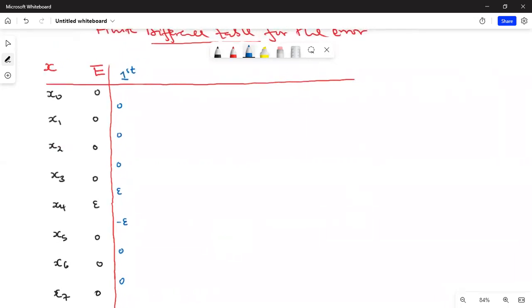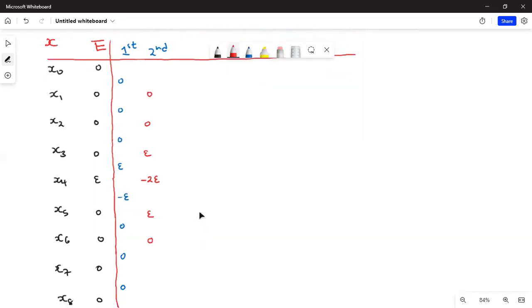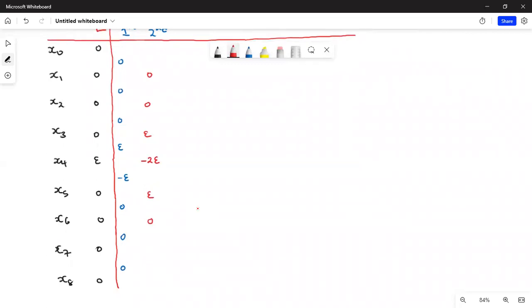Let's see the second order differences. Again, subtract. 0 minus 0 is 0. Again, this is 0. Epsilon minus 0 is epsilon. Negative epsilon minus epsilon, that's negative 2 epsilon. 0 minus negative epsilon, that is a positive epsilon. 0 minus 0 is 0. Do we have another one? Yes. Another 0 minus 0 here is 0.